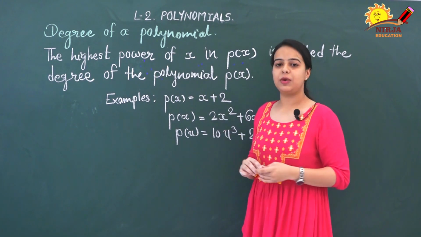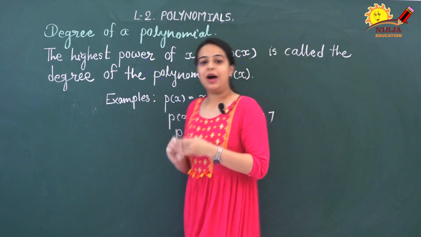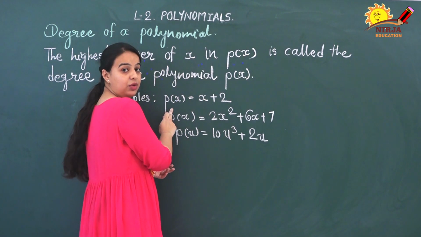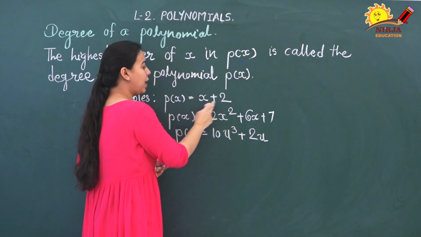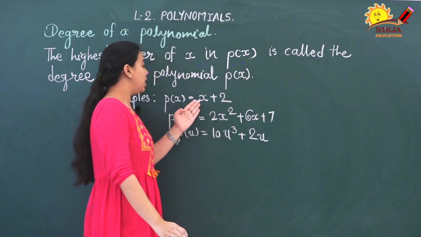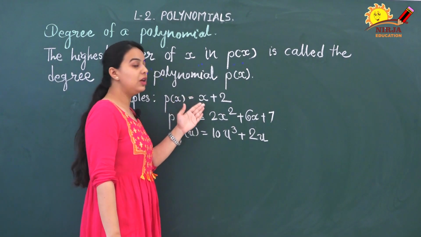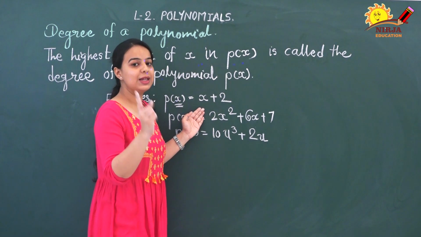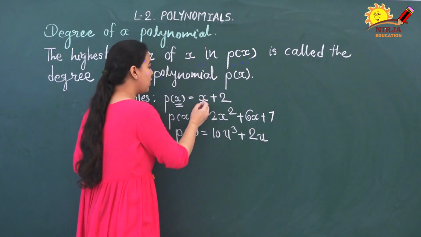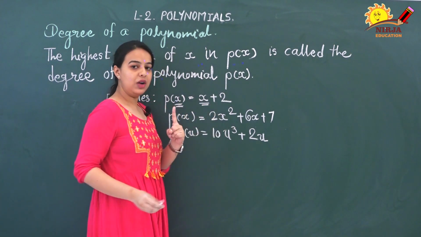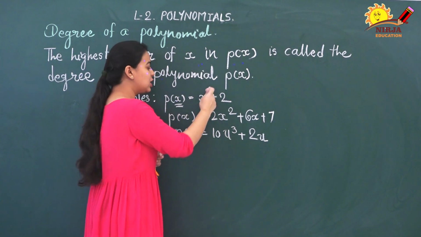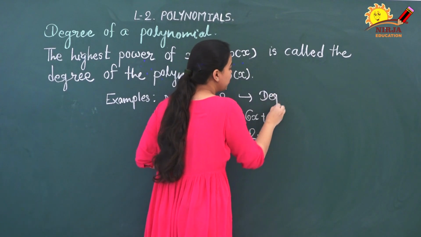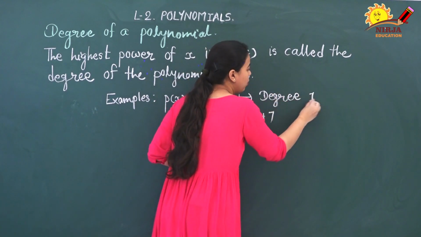Here I have listed some examples. Let's see how to find the degree of a polynomial by examples. First I have written p of x is equal to x plus 2. As you can see, here we have taken the polynomial in variable x. Now we need to see the highest power of x and here we have only one variable, that is x, and the highest power of x is 1. So we can say the degree of this polynomial is 1.